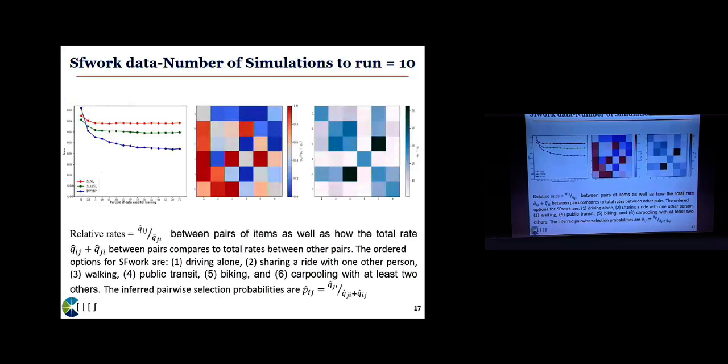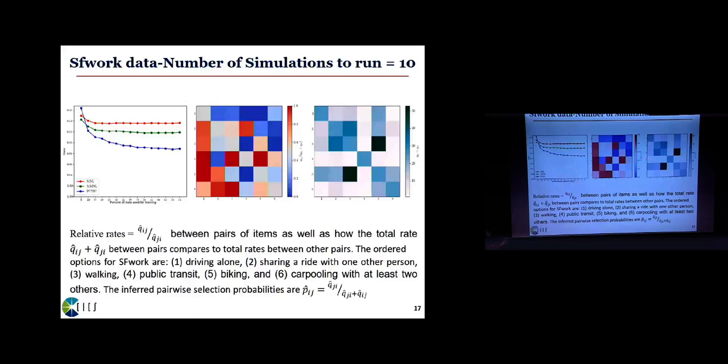So here, I have done it first of all for the San Francisco work data, and at first the number of simulations run is 10. This is the comparison between the error versus the percentage of data used for training, from 5 to 75%. I used 75% of the data for training and 25% for the test. And the PCMC model is doing a great job here in comparison to MNL and mixed MNL.